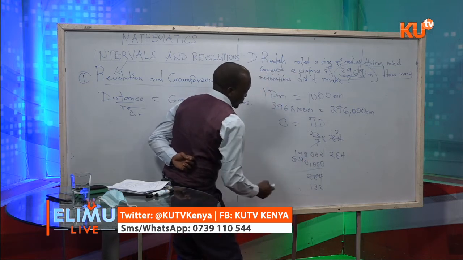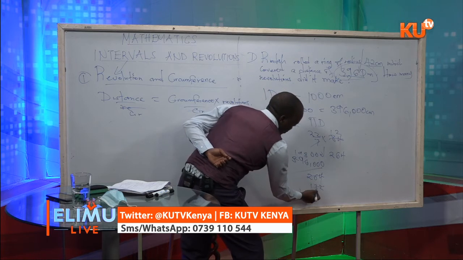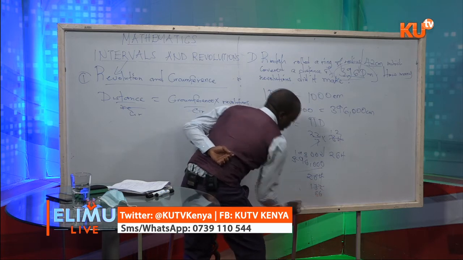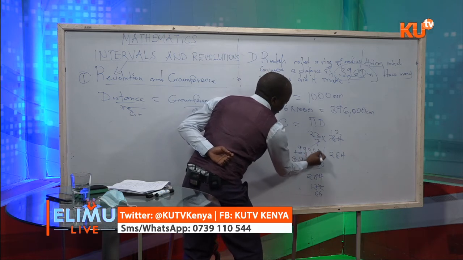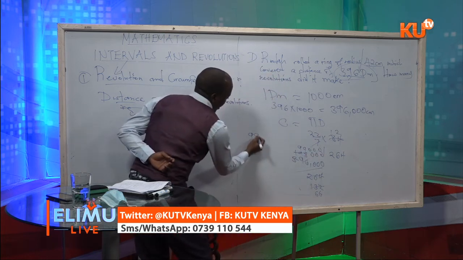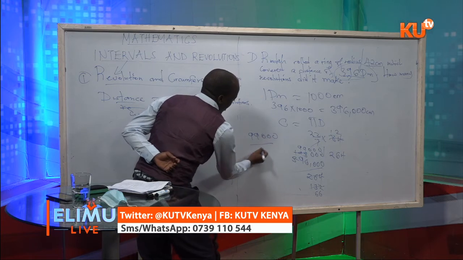2 can still go into these numbers. 2 goes here, 6, remainder 1, 6. 2 goes here, 9, 9. So we have 99000. We have 66.